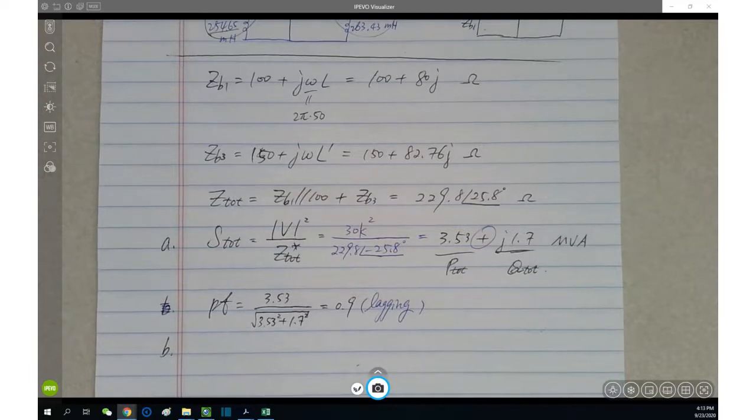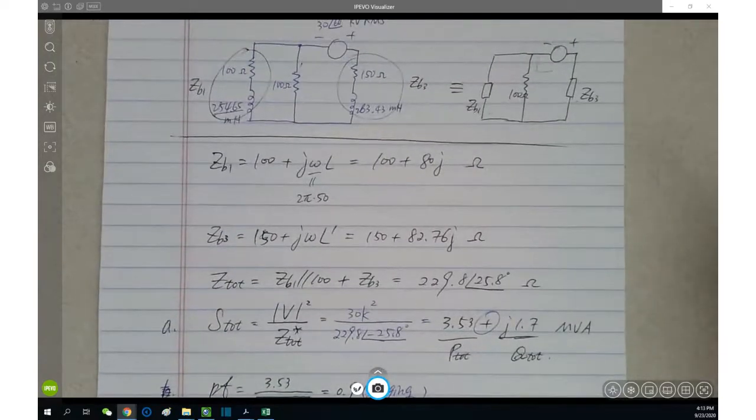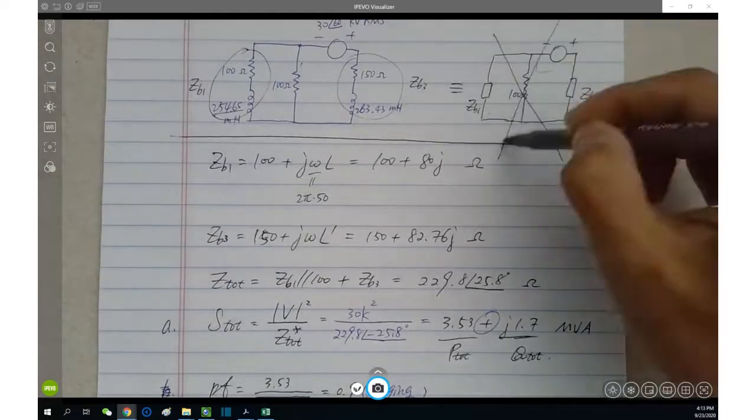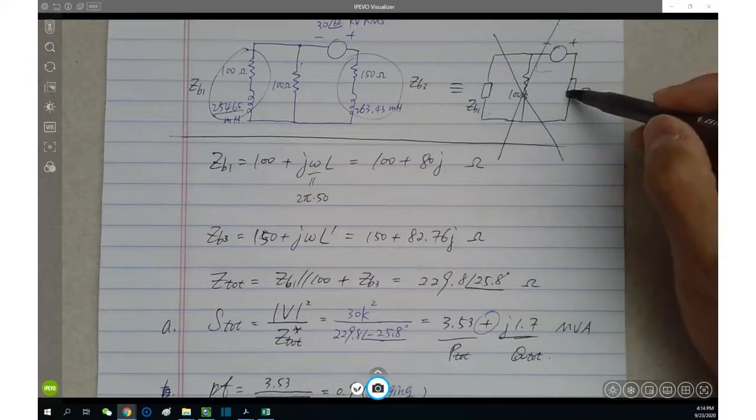Question B is asking for the active and reactive power of R3. But be very careful. It's asking for the active and reactive power of R3. And so guess what? This circuit does not work, right? Why is that? Because this circuit doesn't even have R3. R3 is hidden inside of here.